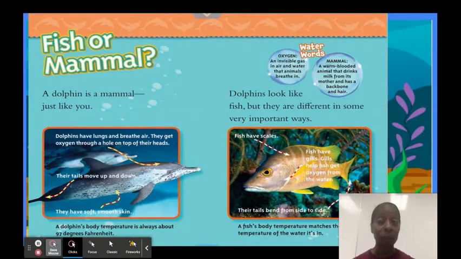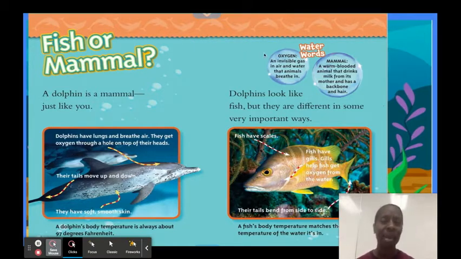Now, fish or mammals. Let's look at the captions. And we're right here together. And I'm going to read it, and you're reading it with me as I read it. Dolphins have lungs and breathe air. They get oxygen through a hole on the top of their heads. Their tails move up and down. They have soft, smooth skin. A dolphin's body temperature is always above 97 degrees Fahrenheit.